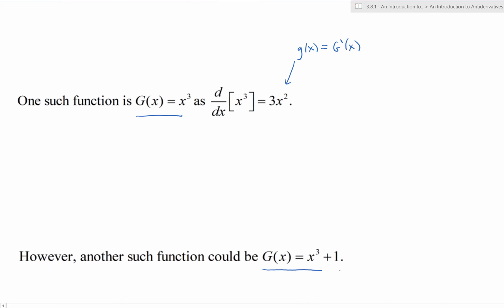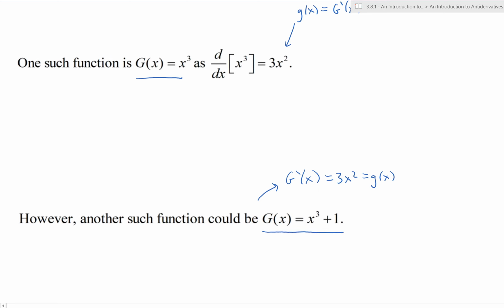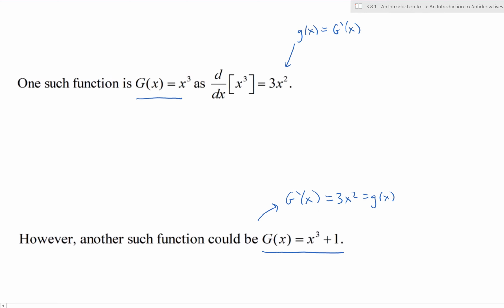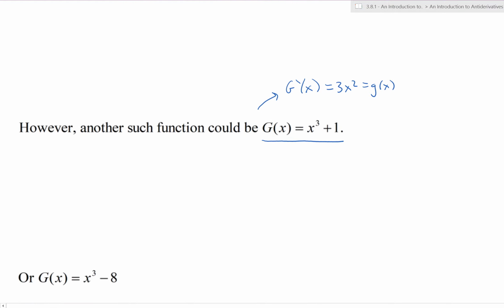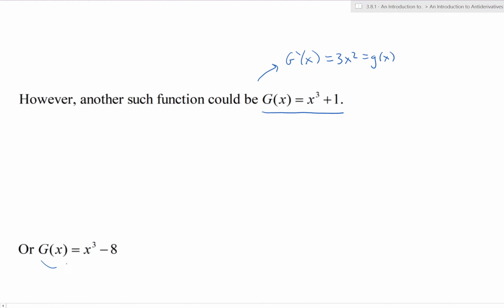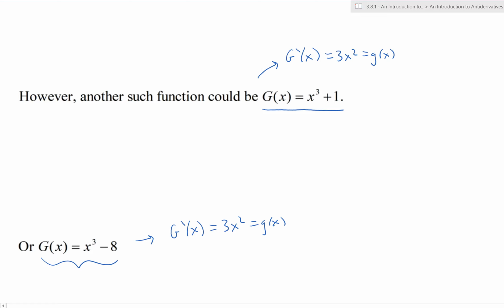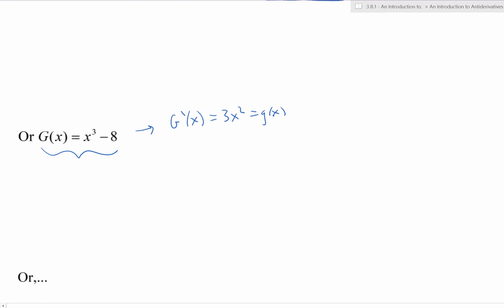Consider another function, big G of x, which is x cubed plus 1. Notice that big G prime of x here is also equal to 3x squared, which is little g, because the derivative of 1 is just 0. So it should be telling us that there's not necessarily one unique function in this situation. Or even consider another function, big G of x equal to x cubed minus 8. This also works because big G prime of x here is still 3x squared, which is little g of x, another such function. And you think, well, what other functions could they be?